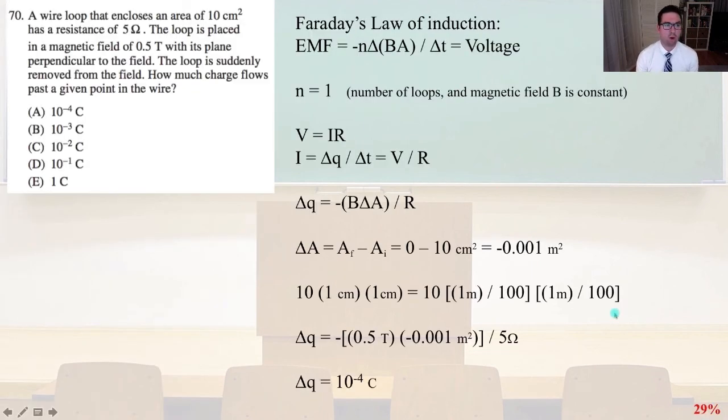Number 70. A wire loop that encloses an area of 10 square centimeters has a resistance of 5 ohms. The loop is placed in a magnetic field of 0.5 Tesla with its plane perpendicular to the field. The loop is suddenly removed from the field. How much charge flows past a given point in the wire?